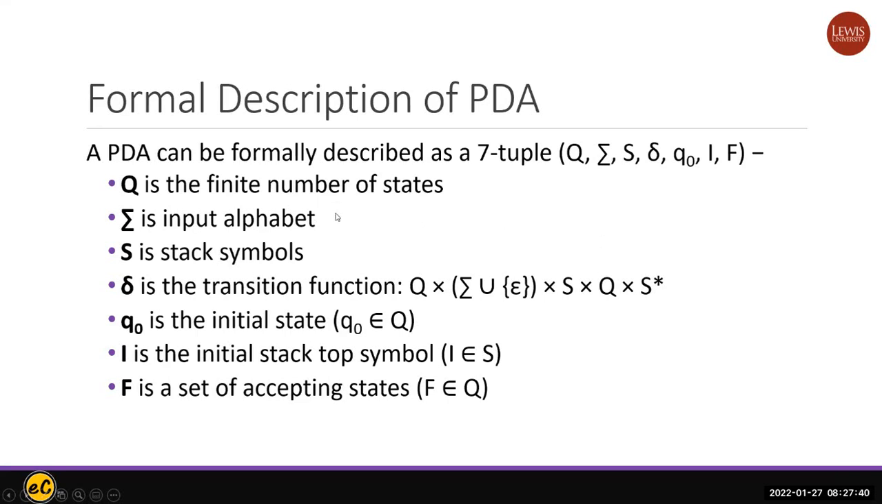That is the set of states, that's Q. The sigma, the input symbols, the alphabet. The S, the stack symbols. The delta, that's the transition function, which takes the input symbol, the state and the stack symbol, and then outputs the so-called new state and the output string. So this is the so-called transition function, delta.